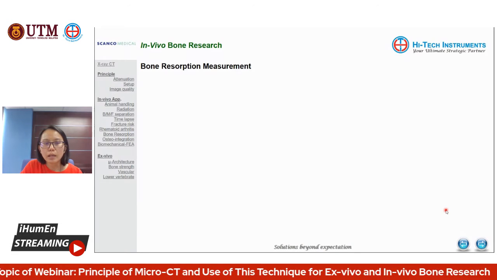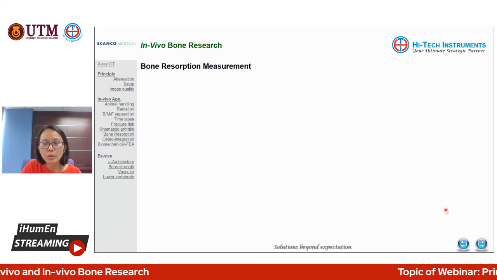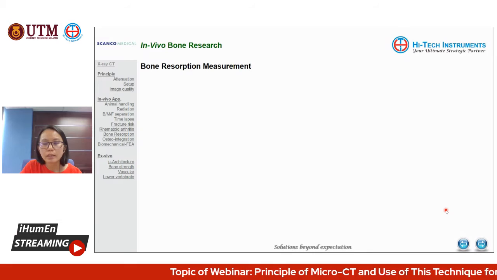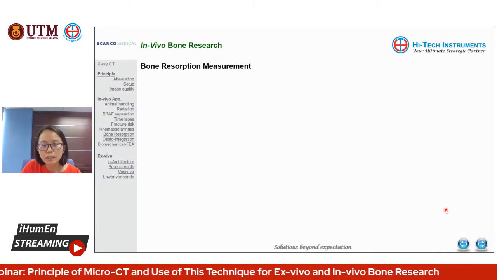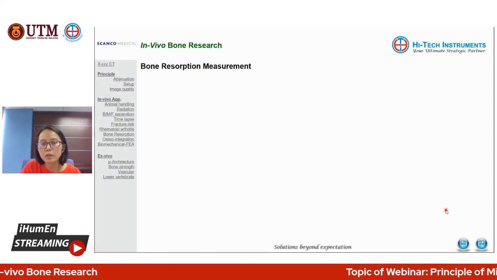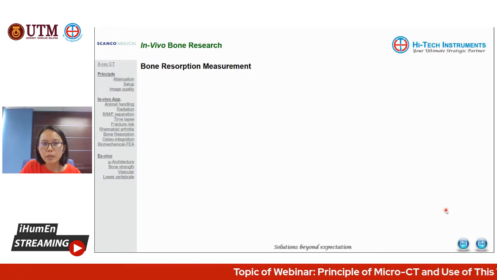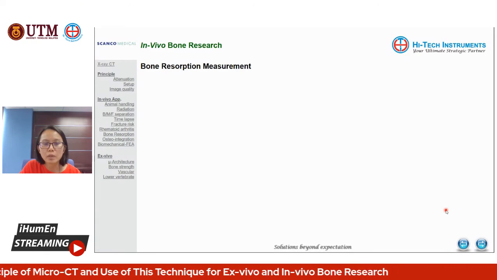Okay, and for some of the systems, we can use software that allows you to do image registration. What we mean by image registration here is that you can do overlapping from your scan 1, scan 2 after 1 week, or scan 3 after 2 weeks. You can do overlapping, and from there you can do bone resorption measurement, to identify the bone gain and the bone loss in the time-lapse observation.